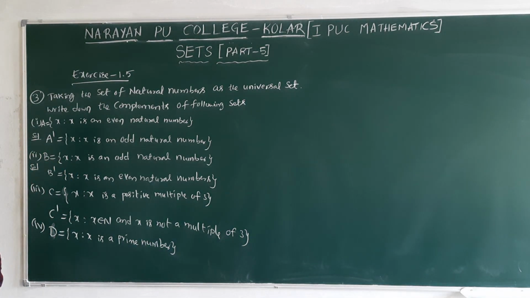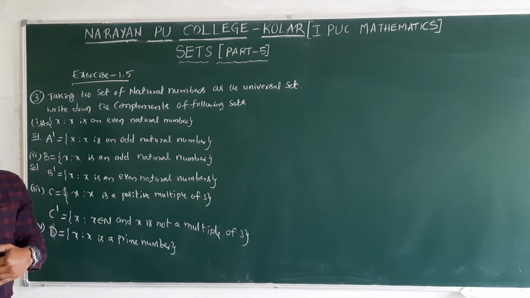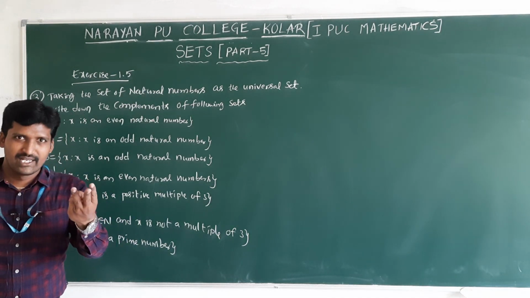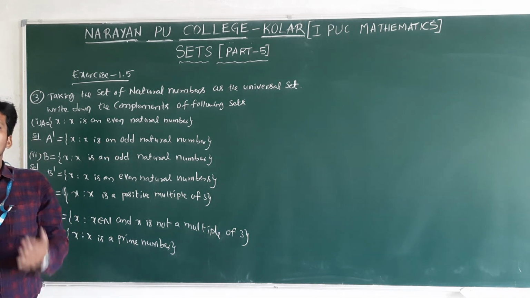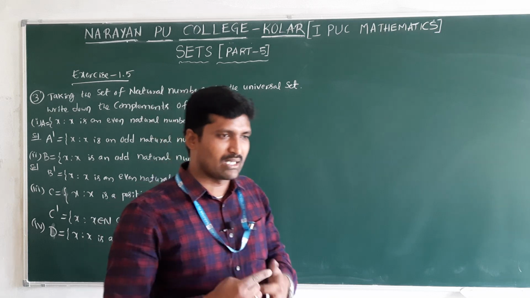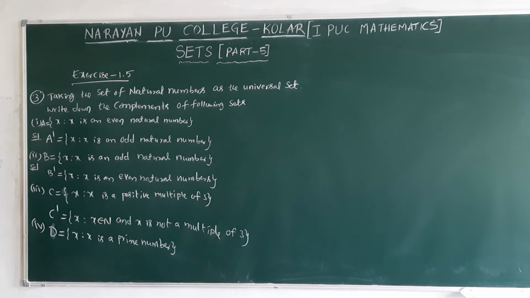Prime numbers are what? 2, 3. A prime number means the number can be divisible by only 1 or itself, not by any other number. 2 can be divisible by 1 or 2. 3 can be divisible by 1 or only 3. That I am telling. Prime number means the number can be divisible by 1 or with itself. That is only called prime numbers.